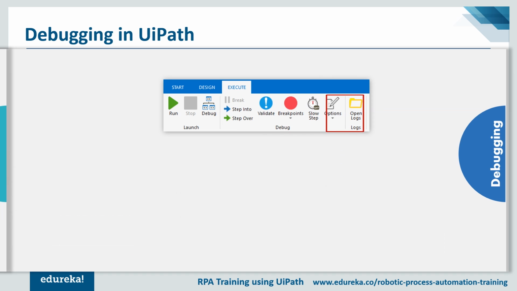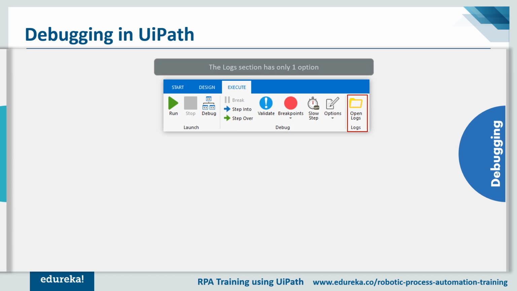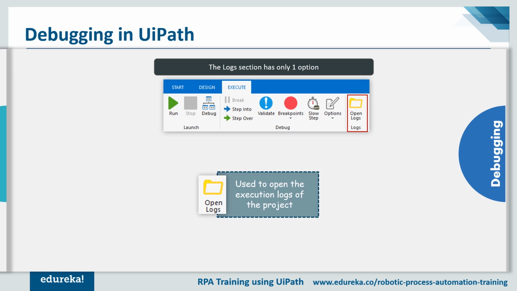Now moving on to the last section of this tab, that is basically the log section. The log section has only one option, that is basically to open the logs of your program. You can just consider this option as a shortcut to open the logs of your project. You might get a question over here, why do we need logs, when we have so many options over here, right?